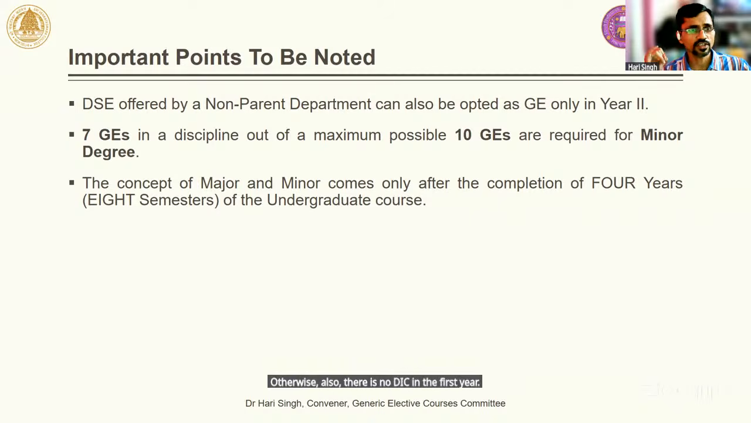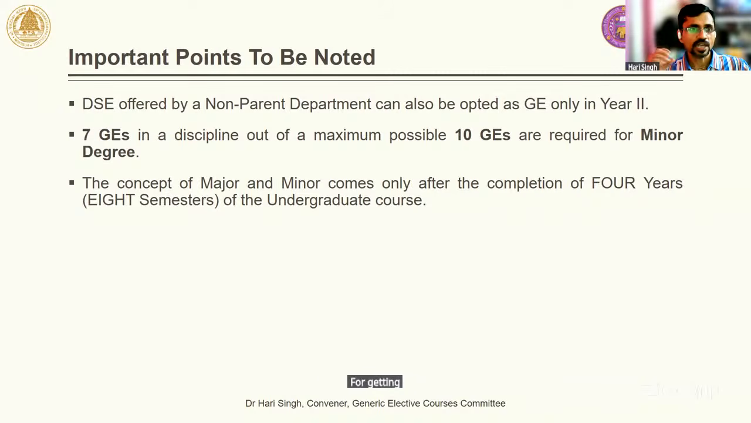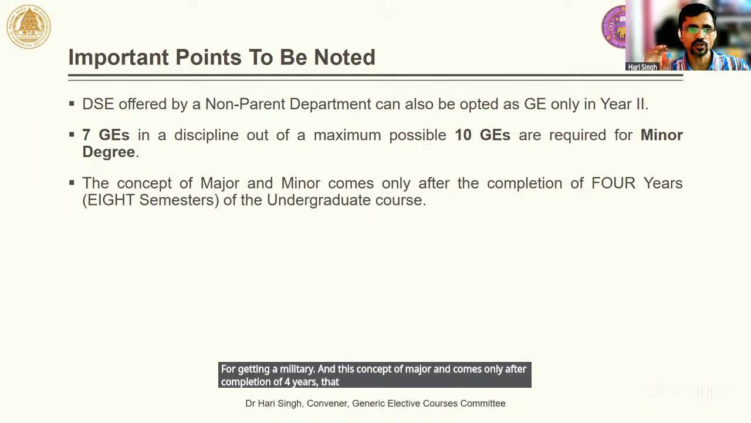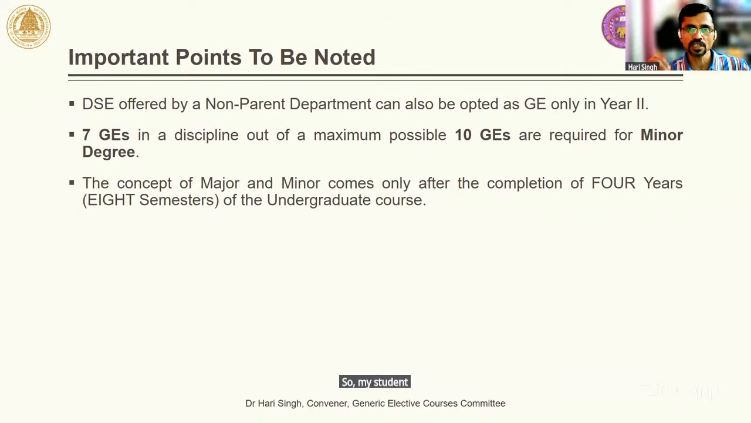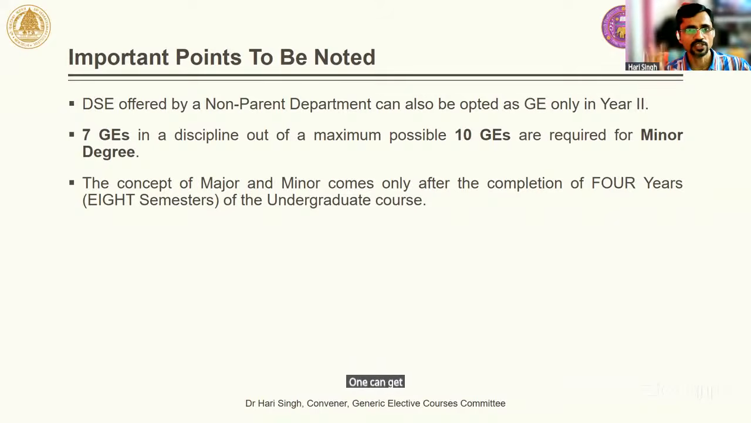Second, which is a very important point, a student has to complete 7 GEs in a discipline, out of a maximum possible 10 GEs, for getting a minor degree. And this concept of major and minor comes only after completion of 4 years, that is 8 semesters, of the undergraduate course. So if a student is doing a 3-year degree, there is no point of talking about the major or minor. One can get a minor or a major only after completion of the 4th year.